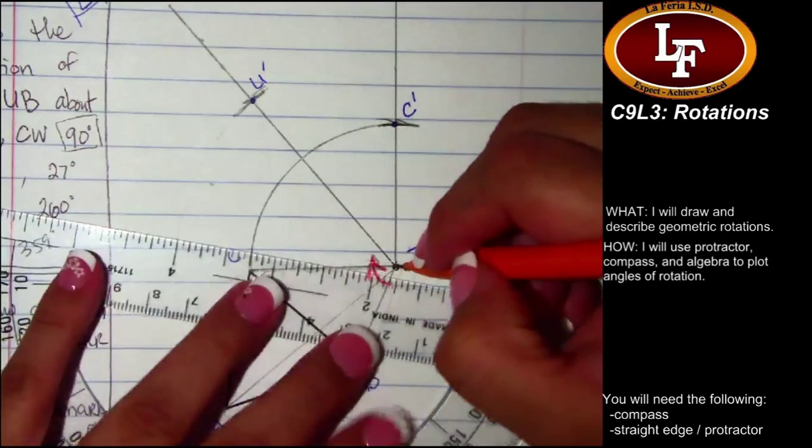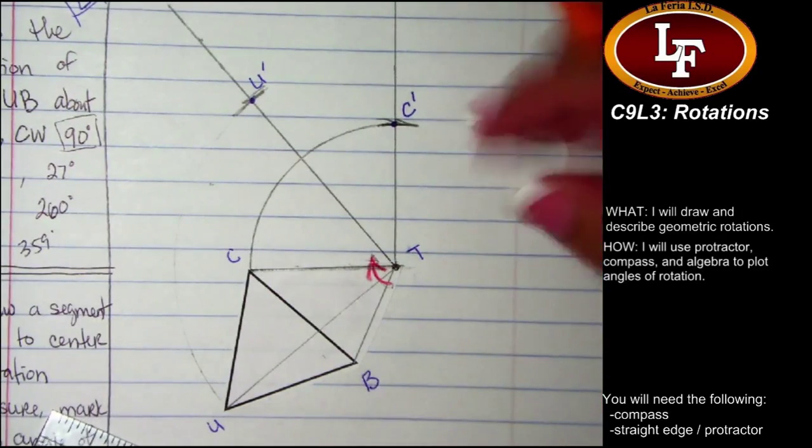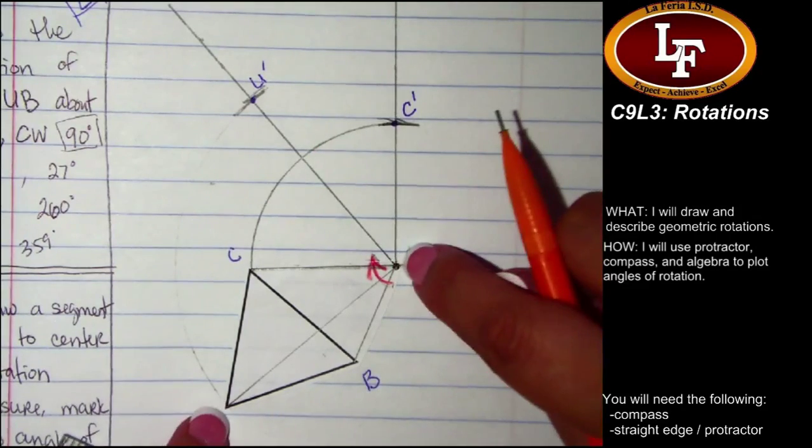Where did you get the radius for this? For this, right here.